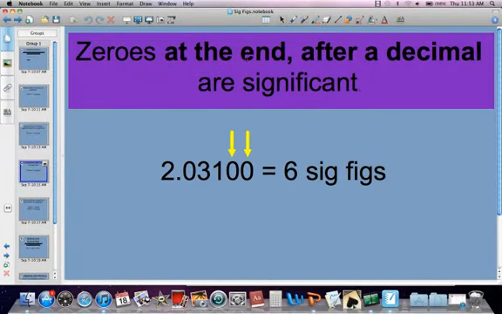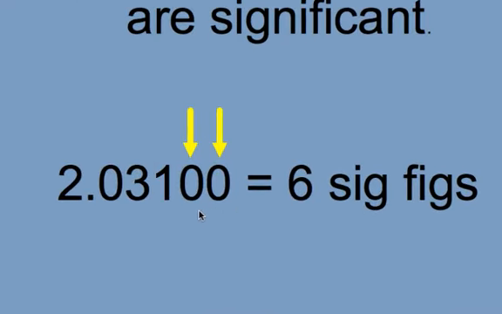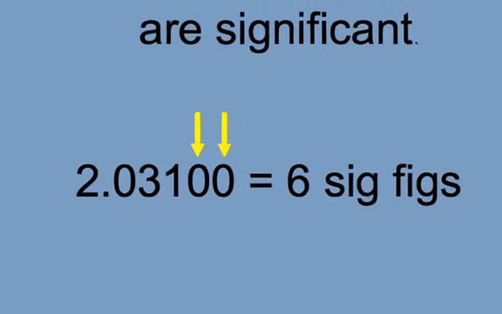Zeros at the end after a decimal are significant. That's saying that I measured it right here. This one in particular I'm going to guesstimate at 0. So these are significant. So 1, 2, 3, 4, this is sandwiched, 5, 6.